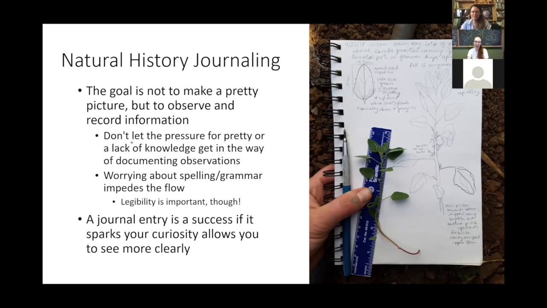And so really a journal entry is a success if it has sparked your sense of curiosity and wonder, and has allowed you to see something more clearly or in more detail, or wonder more about it, and inspire you to go and research a little bit more about whatever you have drawn.